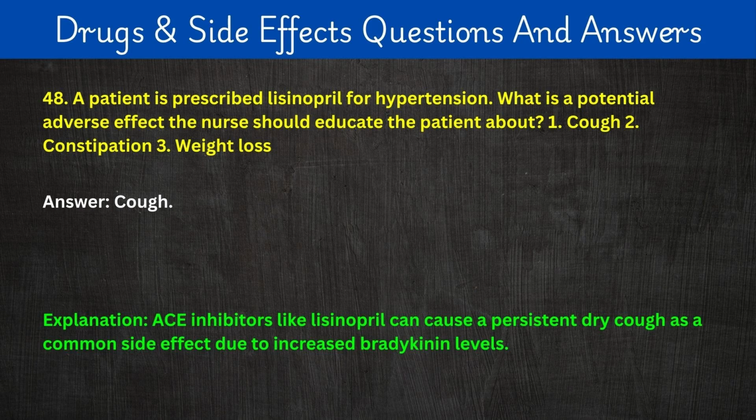48. A patient is prescribed lisinopril for hypertension. What is a potential adverse effect the nurse should educate the patient about? 1. Cough. 2. Constipation. 3. Weight loss. Answer: cough. Explanation: ACE inhibitors like lisinopril can cause a persistent dry cough as a common side effect due to increased bradykinin levels.